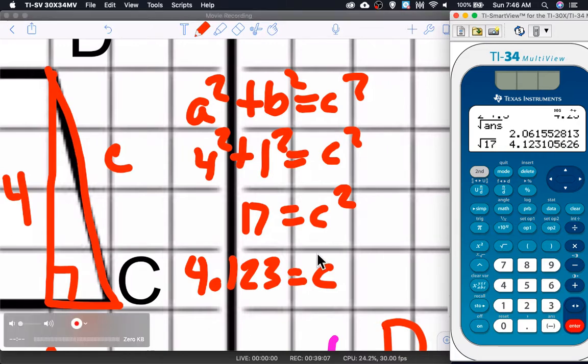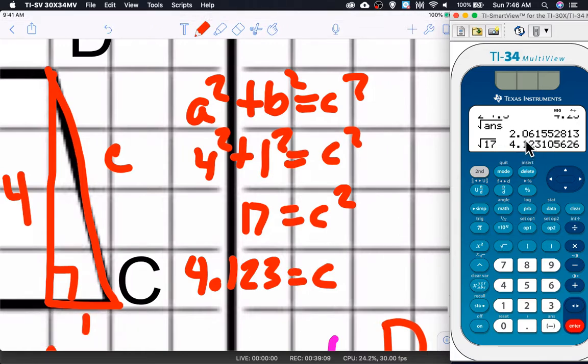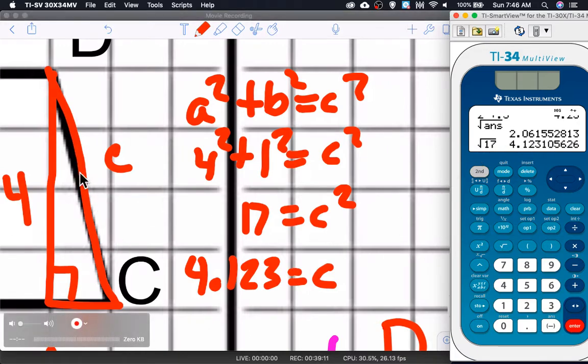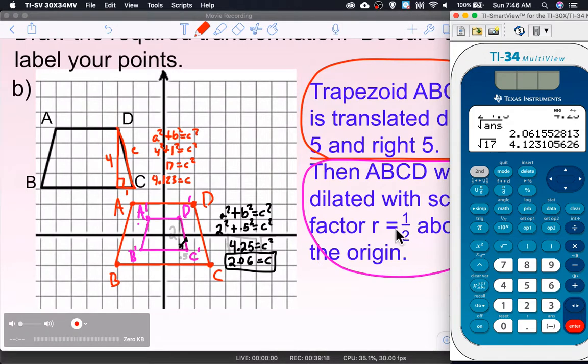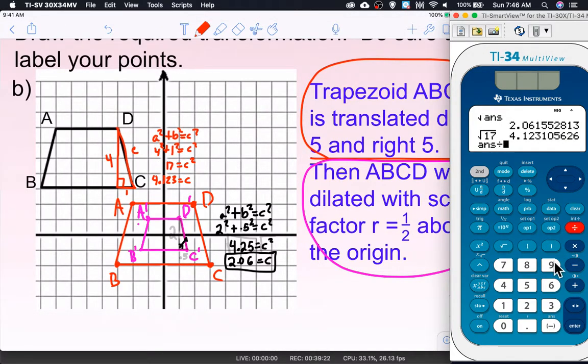And you might be going, but that's not the same thing. Look, they're different. Yeah, but remember, if we took this and cut it in half, we did a dilation of scale factor of 1/2, right? If we took this 4.123 and cut it in half, divide by 2, now we got the same answer. So they're just different methods. You had choices, but it had to be Pythagorean Theorem.